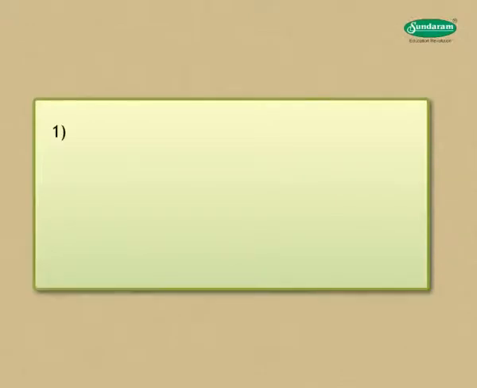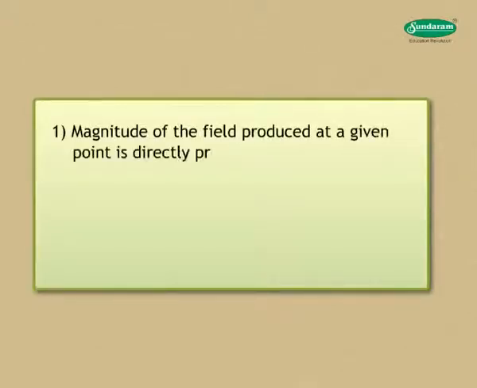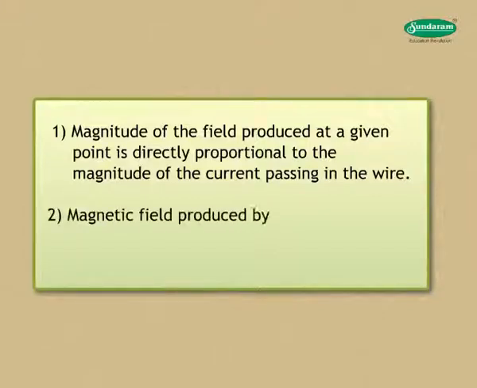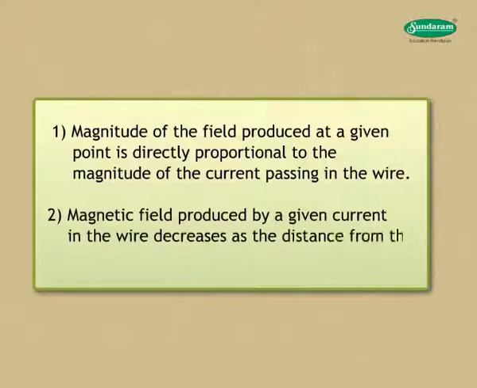Thus, 1. Magnitude of the field produced at a given point is directly proportional to the magnitude of the current passing in the wire. 2. Magnetic field produced by a given current in the wire decreases as the distance from the wire increases.